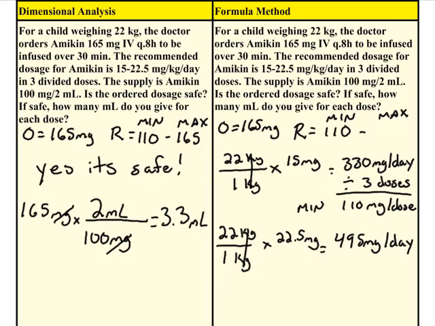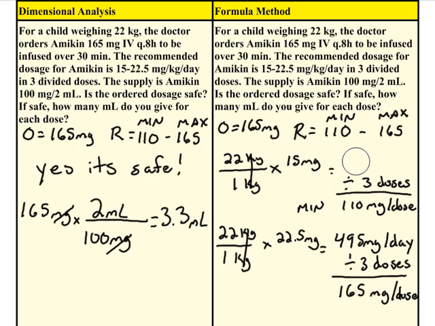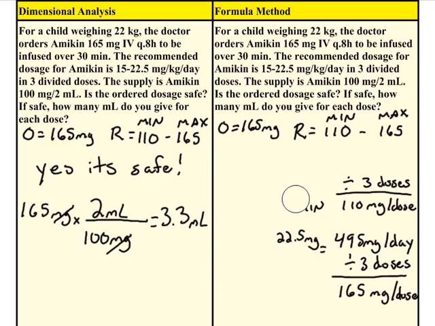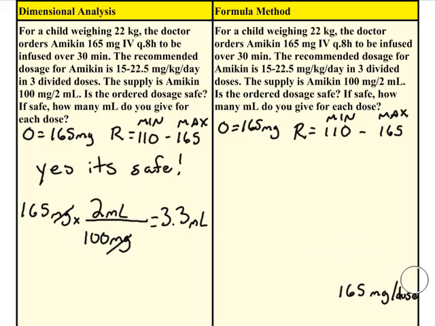But again, this is a daily dosage, not the individual dose. So we're going to have to divide this into the 3 doses per day we want to give it in. When we do this, we discover we have a maximum dosage of 165 milligrams per dose. Now that we have our safe dosage range for our patient, we can compare our order to the range. Our order was for 165 milligrams. The range is for 110 to 165 milligrams. As we can see, our order matches the maximum dosage, but it doesn't go over. So therefore, this medication will be safe to give our patient.